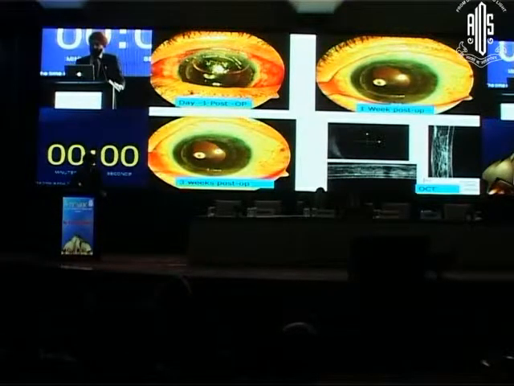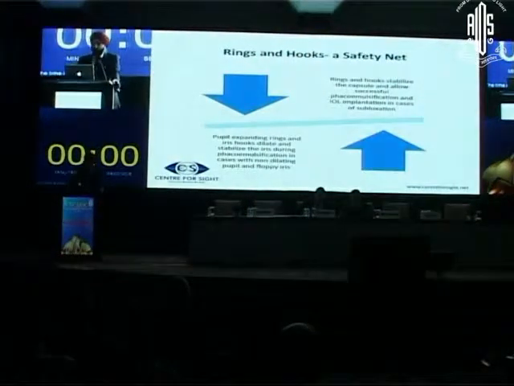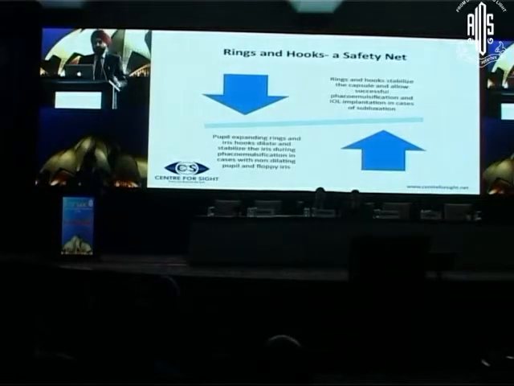So friends, you have rings and hooks which are a safety net for you. They can be used to stabilize the capsule and allow successful phacoemulsification and IOL implantation in cases of subluxation. And the pupil expanding materials that you use, the rings and the iris hooks, dilate and stabilize the iris during phacoemulsification in cases of non-dilating pupils and in cases of floppy iris. So they are your lifeline in such cases, and you should use them to the best of your ability to get through in difficult cases.